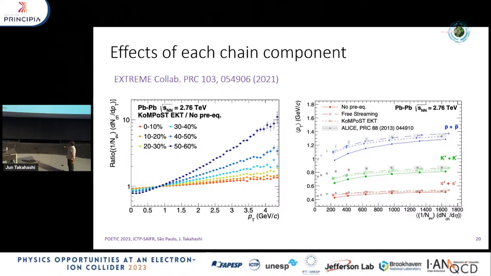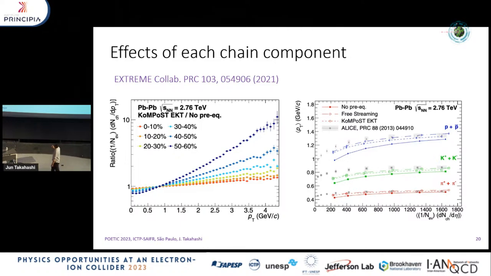And it's interesting that the difference is larger for peripheral collisions. So peripheral collisions are large impact parameters, smaller system being formed, right? And the pre-equilibrium in these cases is more important. It affects the spectra more, which is in the direction of our intuition, right? So it's less hydrodynamic evolution. So what happens before hydrodynamics is more important. That's why you see a bigger effect here.